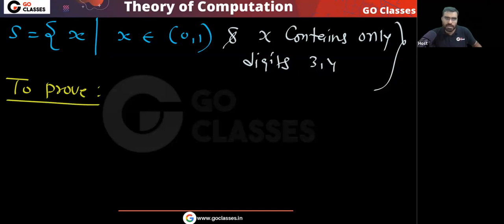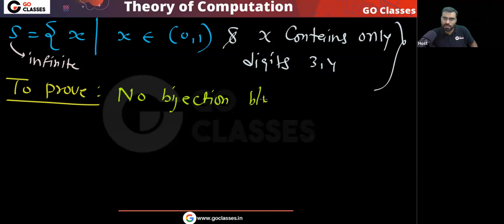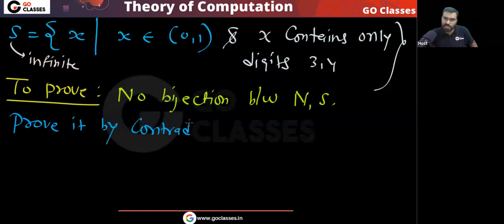So focus here. Remember, S is already infinite. What we have to prove is that there is no bijection between N and S. This is what we have to prove. So what is the starting point? We can prove it by contradiction. That is the starting point.